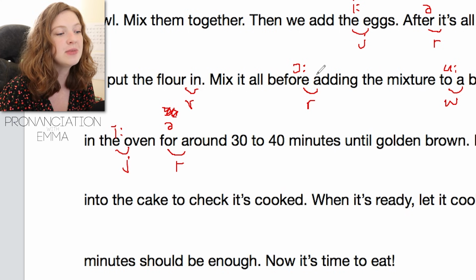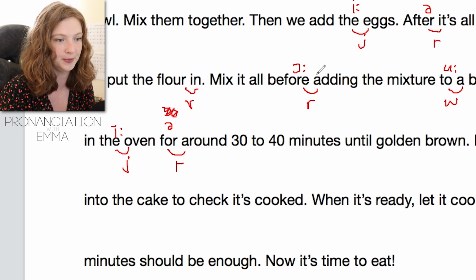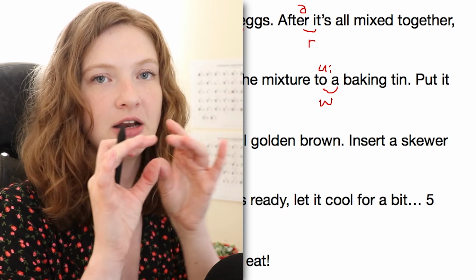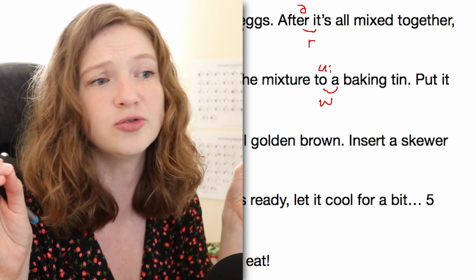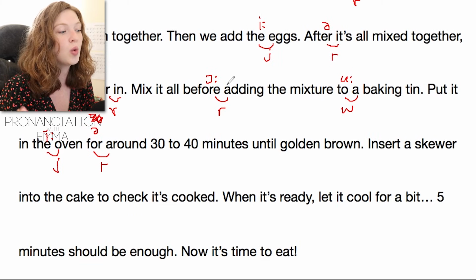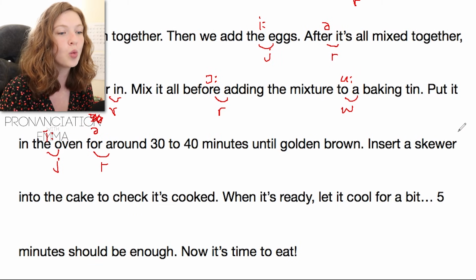30 to 40 minutes until golden brown. Insert a skewer. So a skewer is kind of like a wooden stick that you use for barbecues and things like that. So insert a skewer into. Skewer ends with a schwa here, the sound.